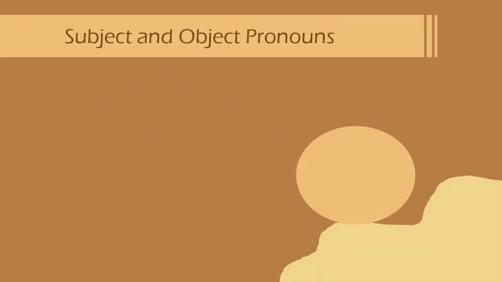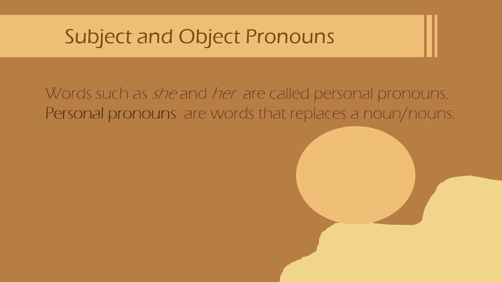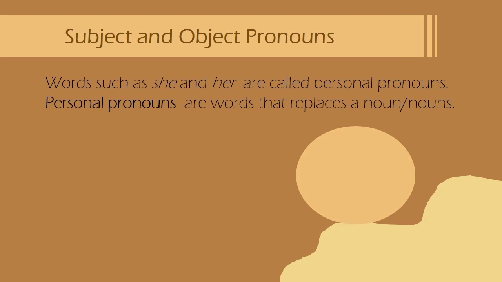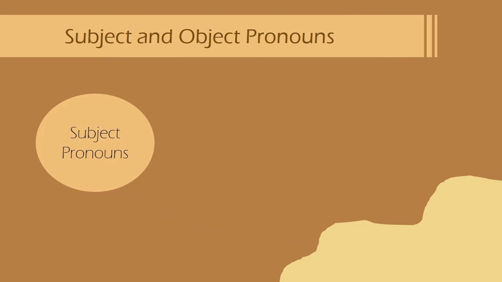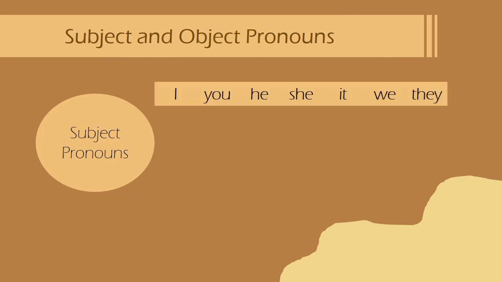Let's proceed to subject and object pronouns. Words such as she and her are called personal pronouns. What are personal pronouns? Personal pronouns are words that replace a noun or nouns. There are two types of personal pronouns: the subject pronouns and the object pronouns. Let's focus first on the subject pronouns: I, you, he, she, it, we, and they. The subject pronouns usually come at the beginning of the sentence and do the actions in the sentence.